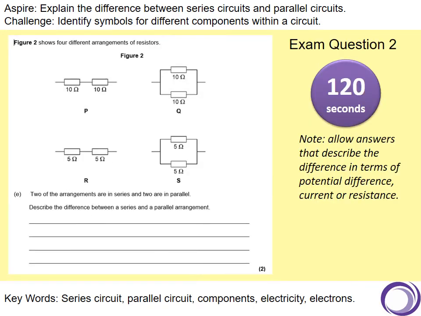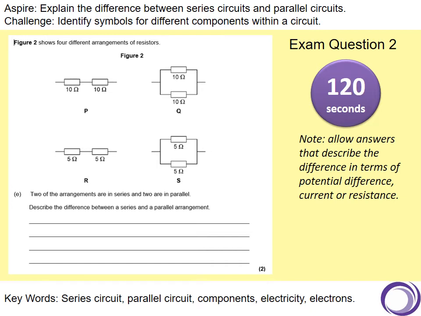Okay, for exam question number 2, here we've got 4 different arrangements of resistors. As you can see, we've got P, Q, R and S. 2 of the arrangements are in series and 2 are in parallel. And what you have to do is describe the difference between a series and a parallel arrangement.